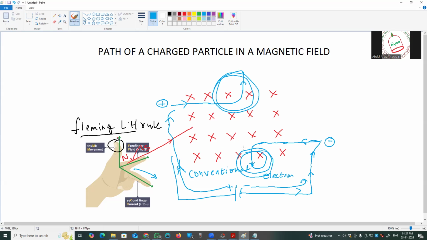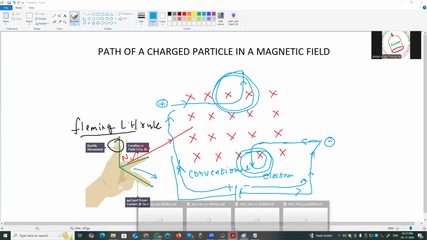So how would you find the direction of the path of the electron? You have to just flip your palm. You have to find the direction of the force on the electron, right? So both will take a different direction, right? So I think you have understood this concept. Now let us directly go to the question paper and see.